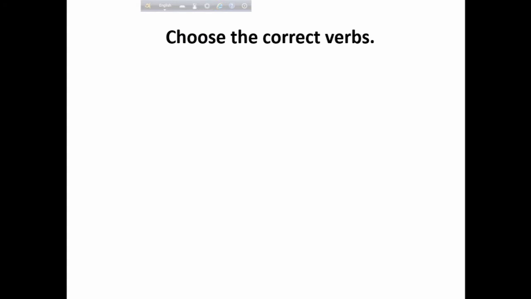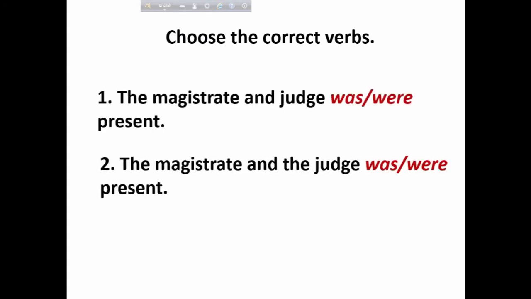Choose the correct verbs. The magistrate and judge. So what will be the answer? It will be was. But in the second sentence, you have found the magistrate and the judge. The magistrate and the judge, they both are different. So it will be were.